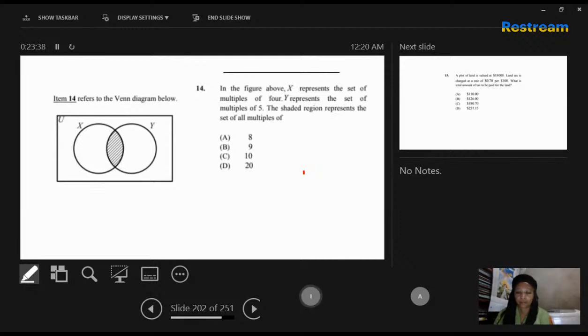Imani. Okay. Number 14. In the figure above, X represents the set of multiples of 4 and Y represents the set of multiples of 5. This region represents the set of all multiples of, in X it would be multiples of 4, so 4, 8, 16, and in Y multiples of 5, so 5, 10, 15.